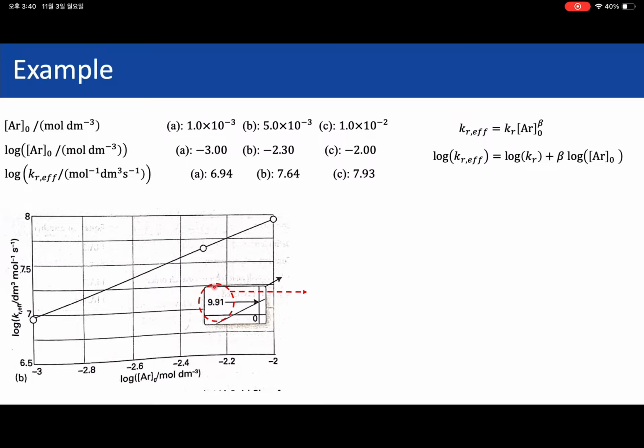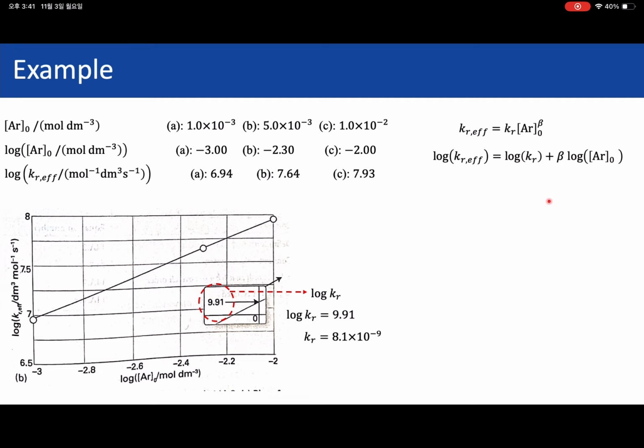And if we look at the y-intercept of this graph, where we extrapolate this line to where log argon becomes 0, it intersects with log k effective at 9.91. So the 9.91 is the same as this log k, the log of the rate constant. Then we have the rate constant of 8.1 multiplied by 10 to the negative 9.